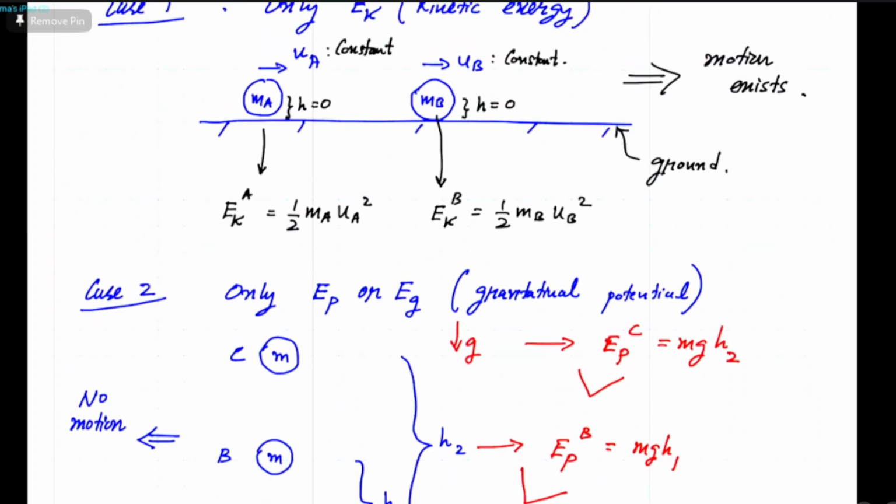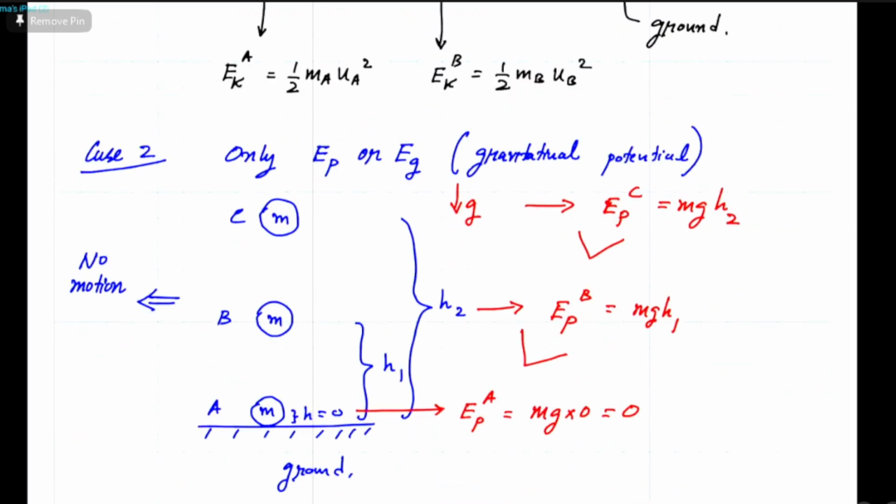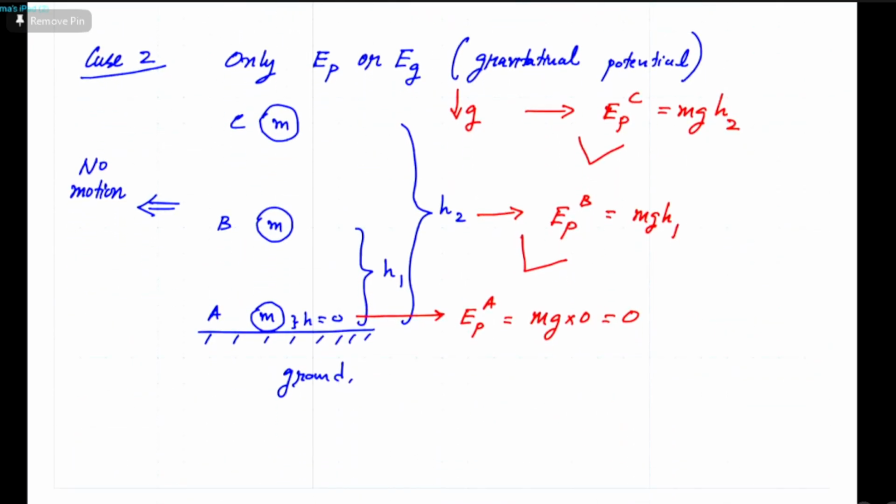So now we have to understand, the first one, kinetic energy, is in presence of the motion. Second one is in absence of the motion, but the height is changing, right? Now we'll understand this.